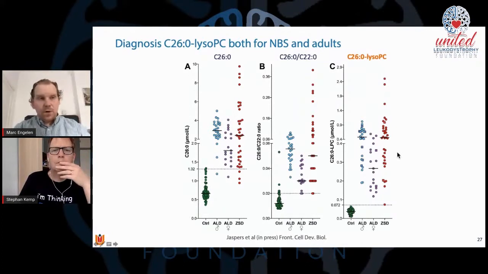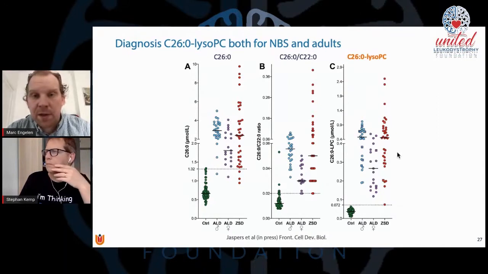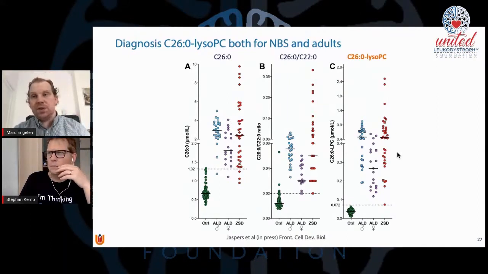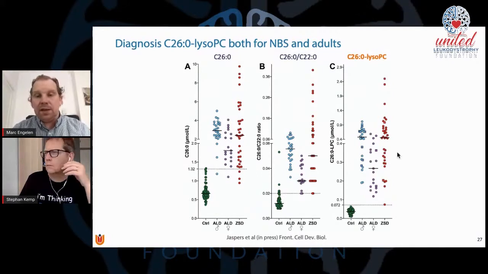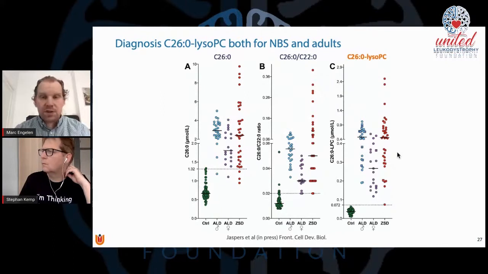It's been going around for a few years that there are other markers in plasma, C26 lyso-PC, complex lipids with C26 built in, and this one is virtually always increased also in women with ALD. So now we have a marker that is better, and that will prevent those difficult situations in which you have diagnostic uncertainty. Next one, please.